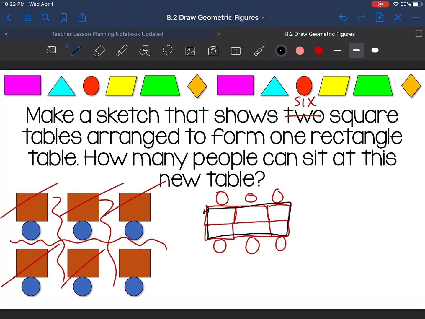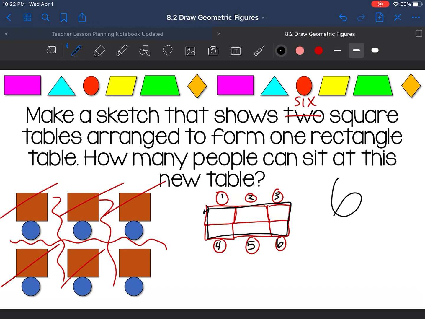Now, it wants to know how many people can sit at this new table. Well, my desks are already attached to my table, so all I need to do is count my chairs. 1, 2, 3, 4, 5, and 6. So, how many people can sit at my newly formed rectangular table? 6.